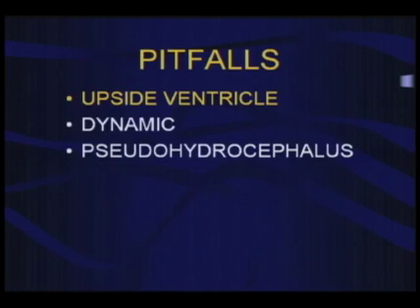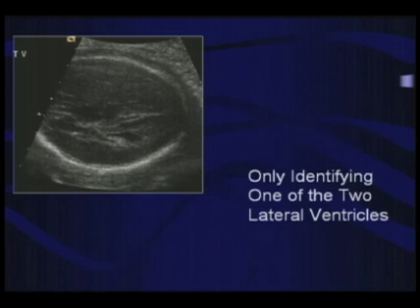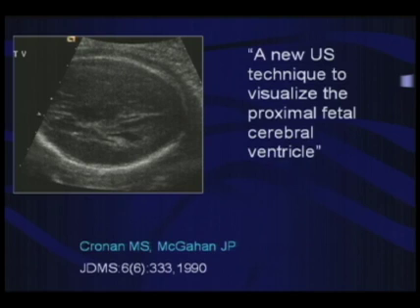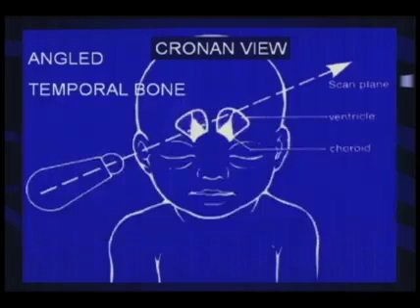Well, let's look at several pitfalls in looking at the ventricles. First pitfall is the upside ventricle. Now just think of any study that we would do, and we'd only look at one half of whatever anatomical structure we're looking at. So in the case of the fetal brain, most of the time, unless that fetus flips, we're only looking at that downside ventricle. Well, back in 1990 and a couple of papers after that, Mike Cronin, one of our sonographers out of UC Davis, developed a technique for looking at that upside ventricle.